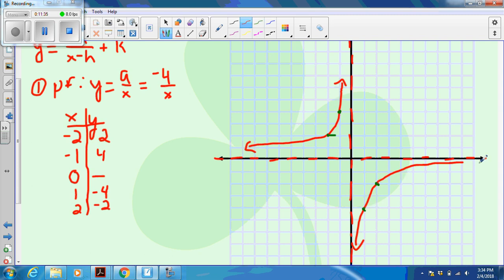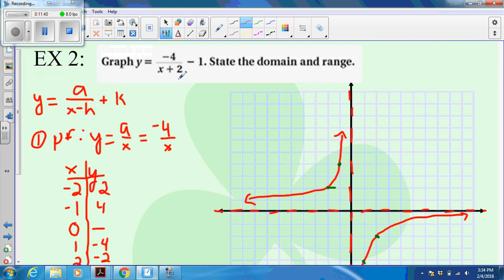So basically, this is what our parent function of the graph looks like. But notice here that we have translations. We have an x plus 2, and then a minus 1. Now remember, anything with x is going to be our horizontal translation. Since we see a plus 2, that means we're actually going to go to the left 2. So with our function, we have to go left 2. And then because we have minus 1, that's exactly as we see it, we're going to go down 1.